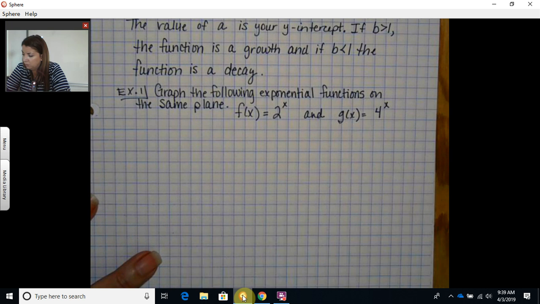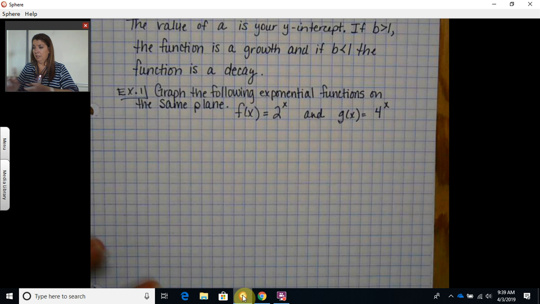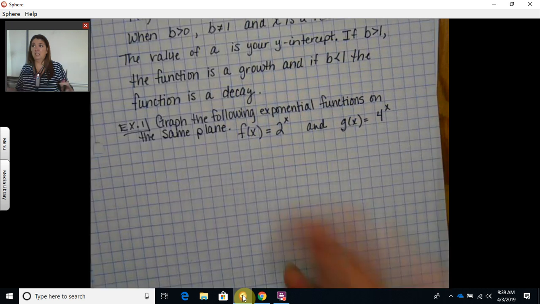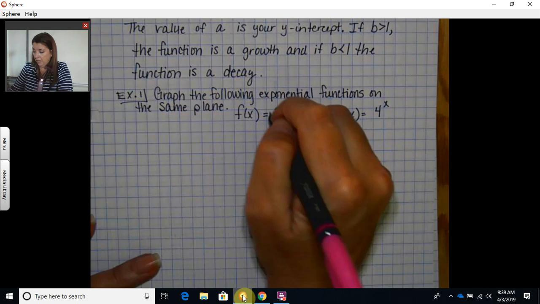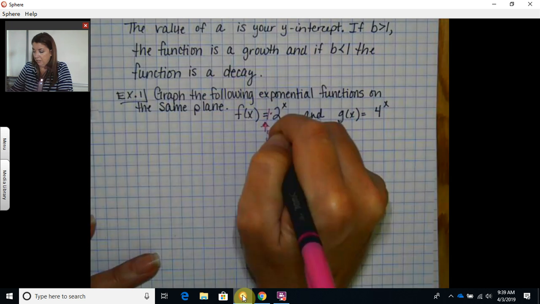Now for function f, is that in b to the x form or a times b to the x? B to the x. So what is a? There's not one there. What's a going to be? That would be 1, right, when we're multiplying? So what would my y-intercept be? 1. There's a 1 there. It's just implied. So that's your y-intercept.